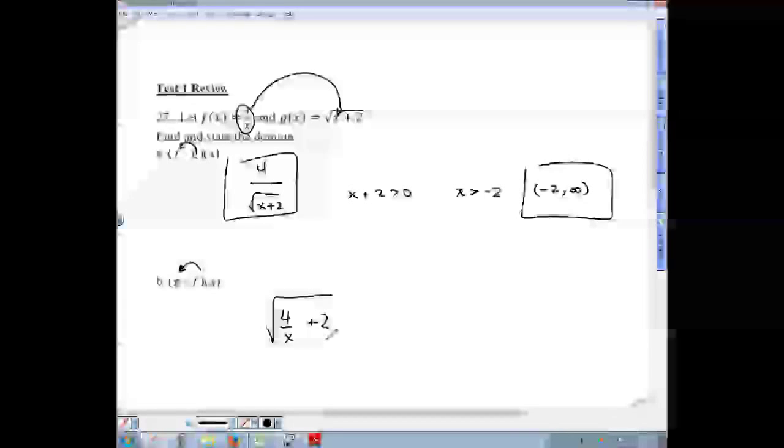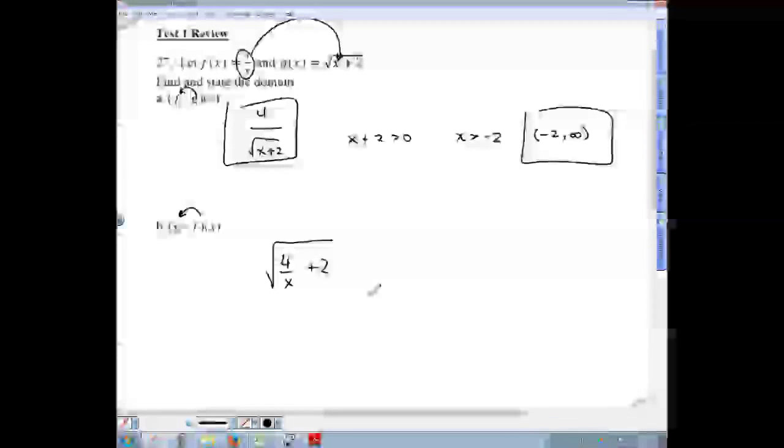Now this one's a little bit trickier to find the domain. In order for this expression to be defined, 4 over x plus 2 needs to be greater than or equal to 0. So the way to solve this inequality is, well, let me first show you an incorrect way.